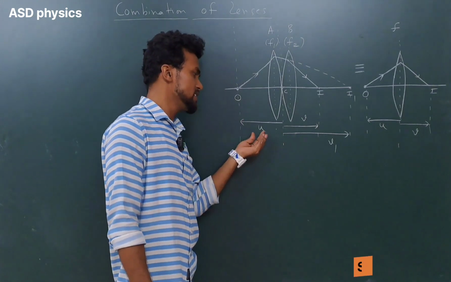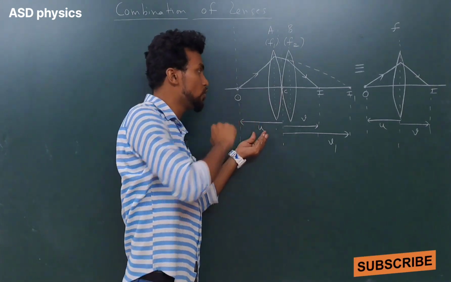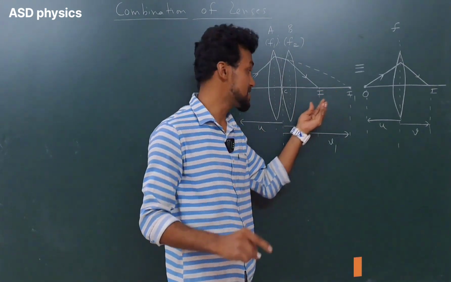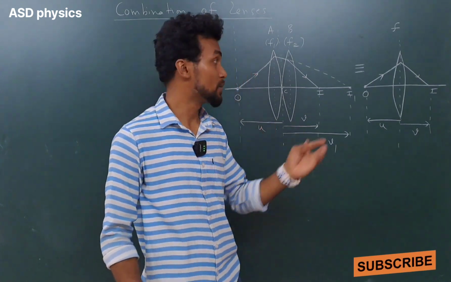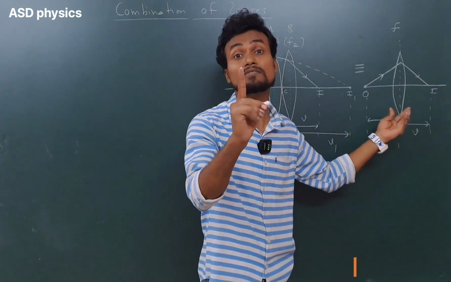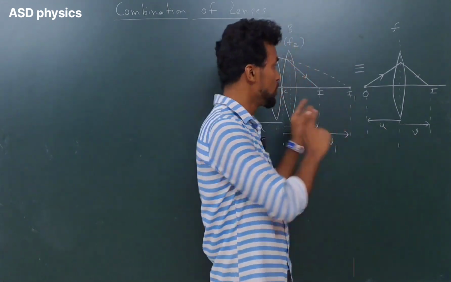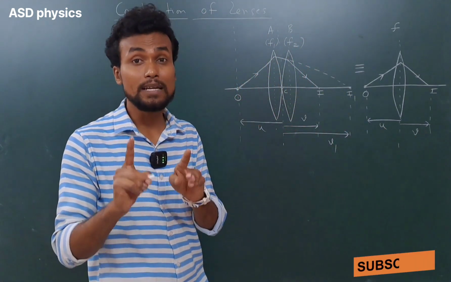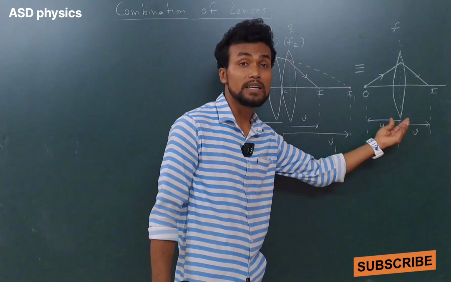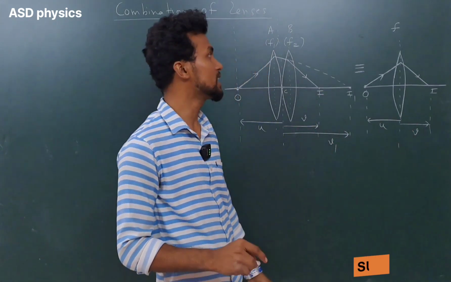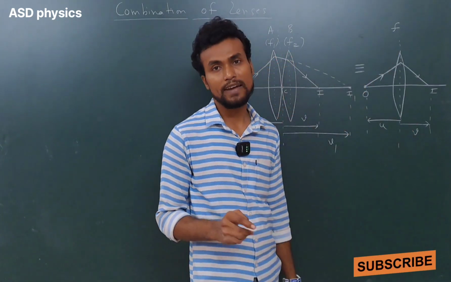So you can see very well here, 2 lenses: object distance U from the contact point C, and final image distance V from the contact point. But here, how many lenses? A single lens, the equivalent lens. Object distance U, image distance V. So both diagrams are optically the same, but here 2 lenses, here 1 lens. Okay, so we are going to find out F in terms of F1 and F2.